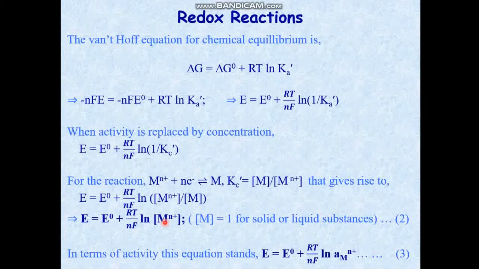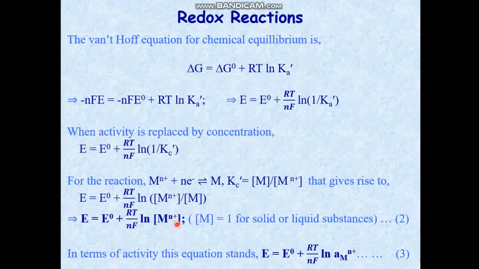concentration. So we have got equation 2, which is another form of the Nernst equation for this particular reaction, which is E equals E0 plus RT by NF ln M cation concentration.